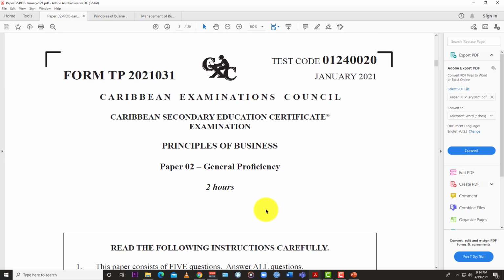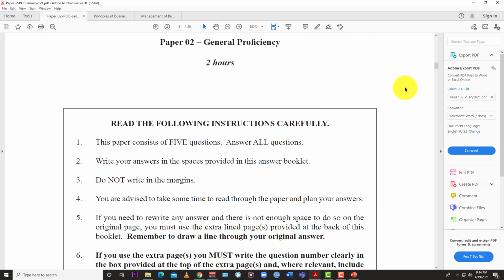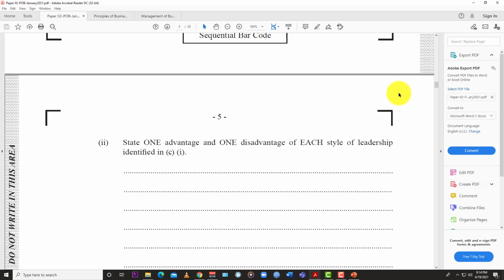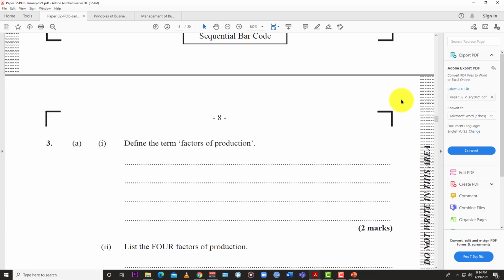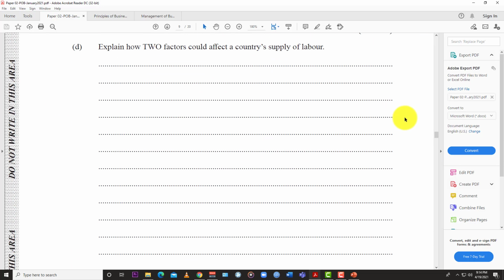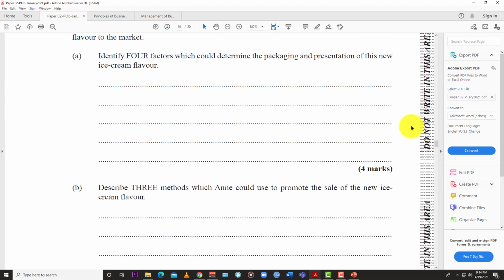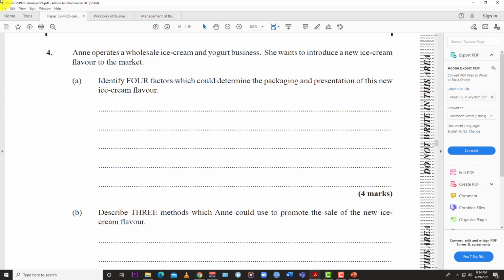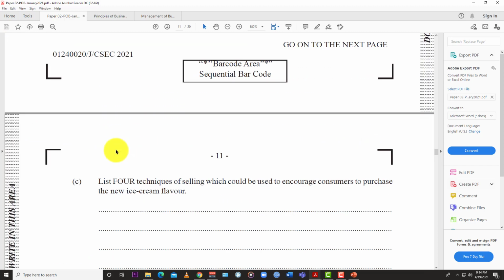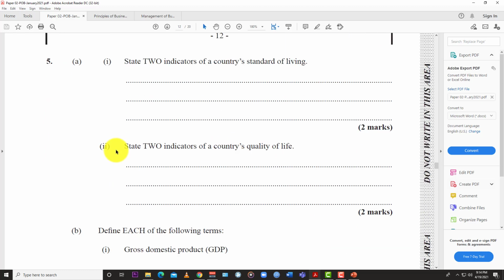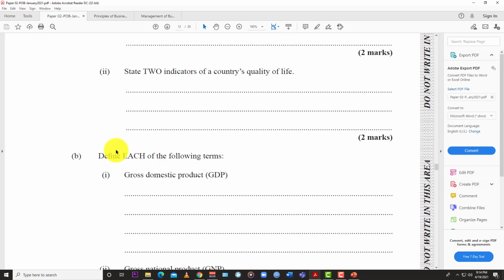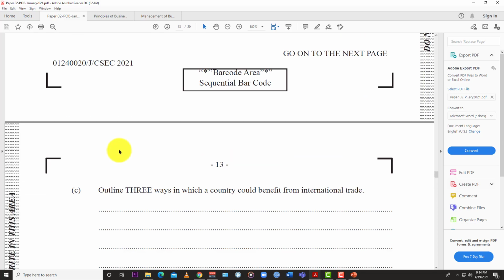All right, so that's it for this question. Next time we're going to jump into question number 4. Each paper has 5 questions, so we have 2 more videos to look at to complete the January 2021 paper. Next time we're going to be looking at question 4, and that is all about a little marketing goodness going on here. Then eventually we'll get to question 5, looking at the last part of the CXC syllabus: quality of life, standard of living, GDP, those kinds of things. So the economics of POB.